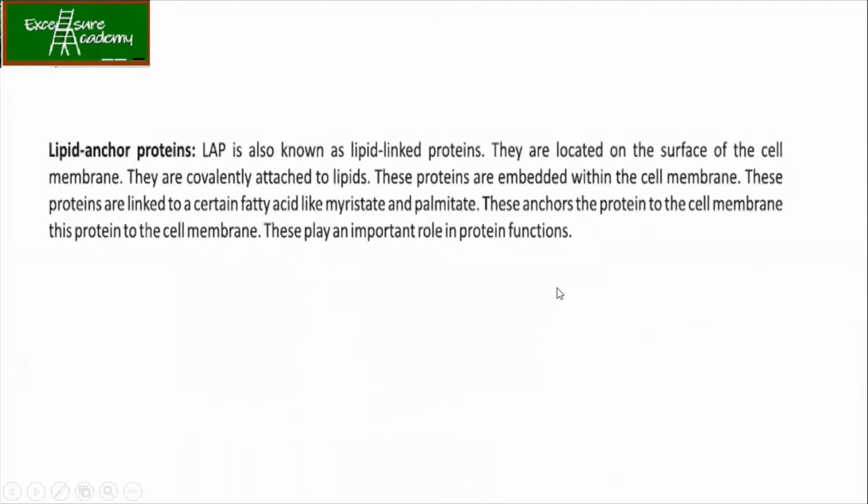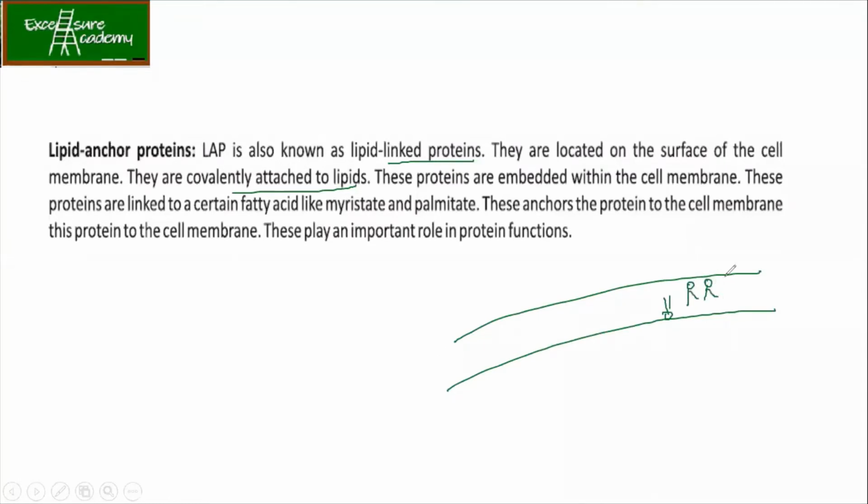Now there are certain other types of protein known as lipid anchor proteins. There are also lipid link proteins. इससे समझ में आ जा रहा है that they are located on the surface of the cell membrane, right? And these proteins are covalently attached to lipids. इसका मतलब क्या? You have got the plasma membrane over here, and to these phospholipids the proteins are attached. Okay, so those are your lipid anchor proteins.